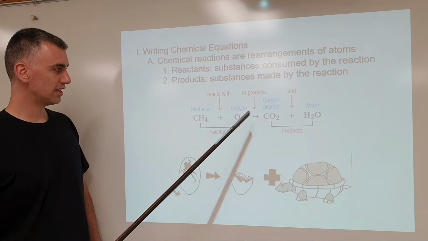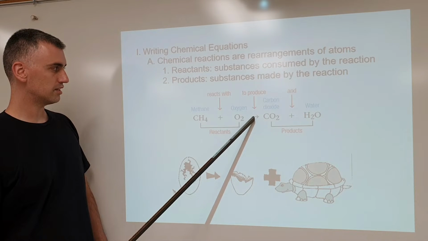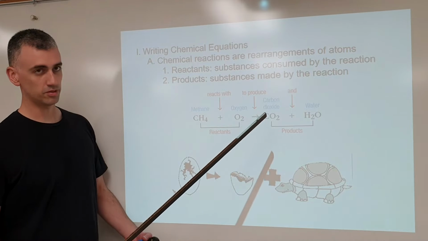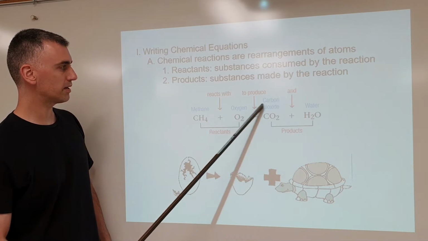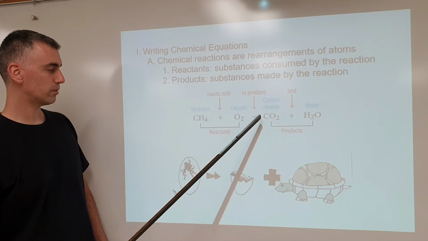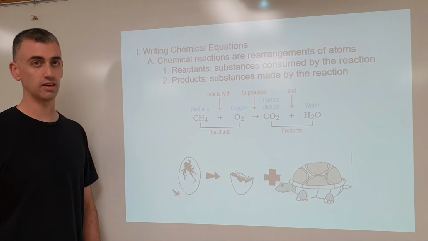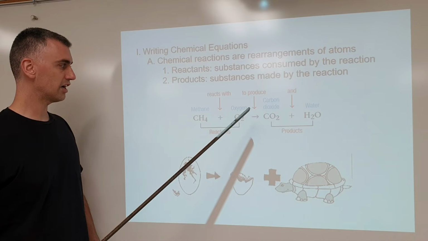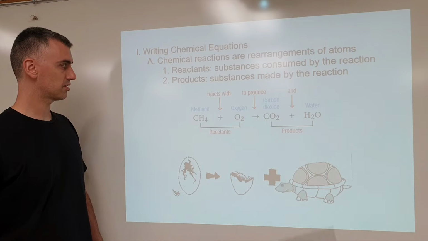They're always written to the left side of the arrow. The arrow, which is also referred to as the yield sign, yield means produce, points toward the things that are made by the reaction, which is the products. So the products are always written to the right side of the arrow. The reactants are always written on the left side of the arrow. And the arrow always points from reactants toward the products.